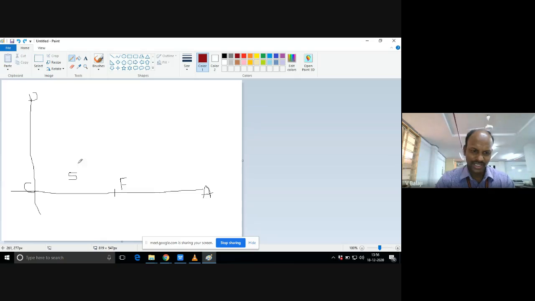Initially you have 50 mm, right? CF. My task is to divide the CF length into 5 parts. 1, 2, 3, 4, 5. These 5 parts should be equal.